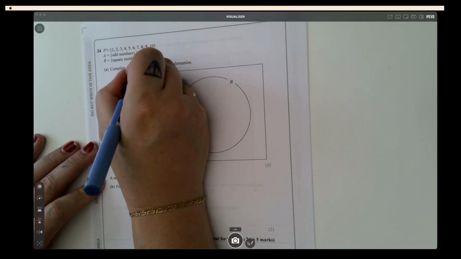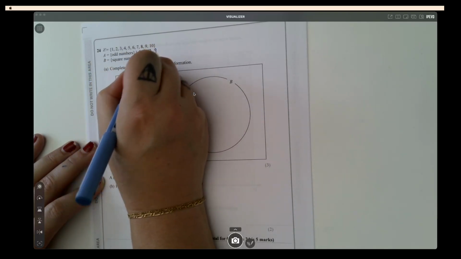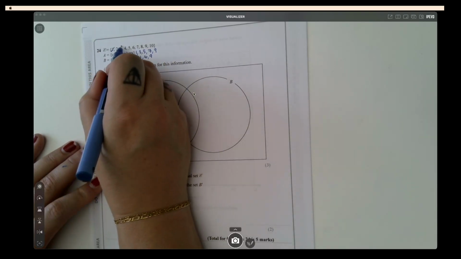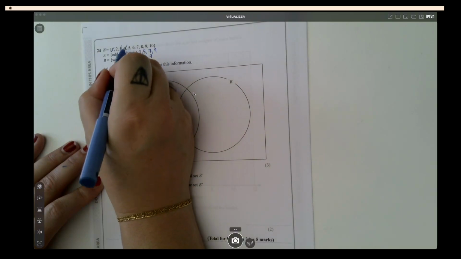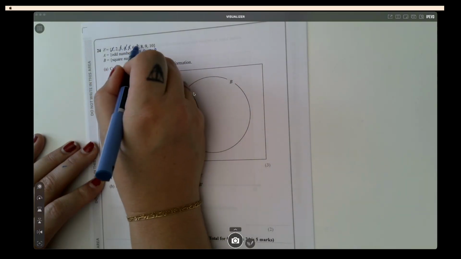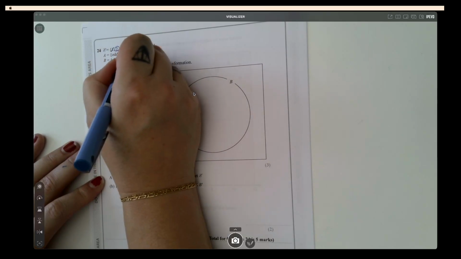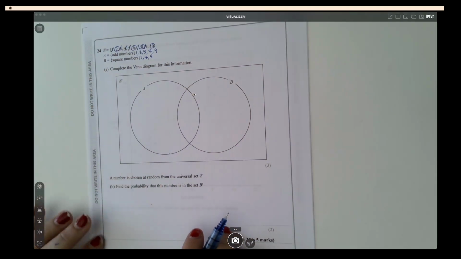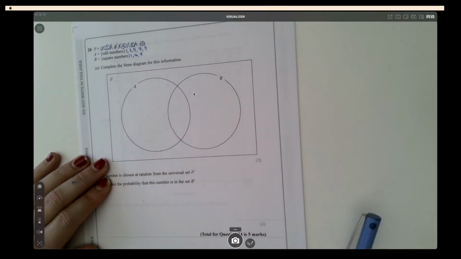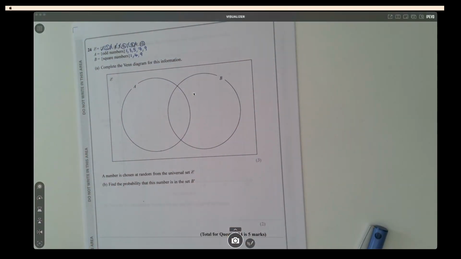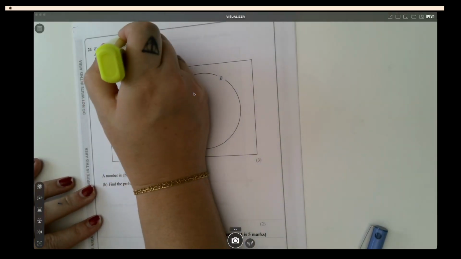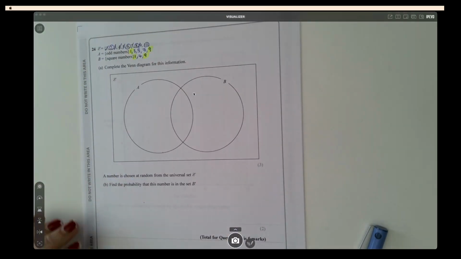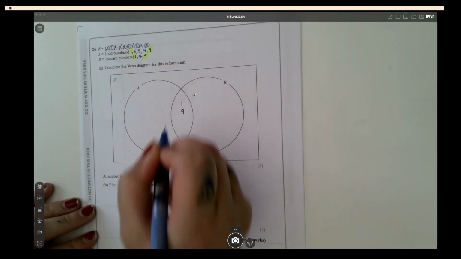So 1 squared is 1. 2 squared is 4, 3 squared is 9. So 1's been used, 3's been used, 4 and 5 have been used, 7 and 9 have been used. So we need to take account of the ones that are not included in either of those two sets. When we're completing the Venn diagram, any that's in both of the sets, so any that's in A and B, are going to go in the middle here. So we have 1 and 9 that appear in both sets. So 1 and 9 are going to go in the middle.